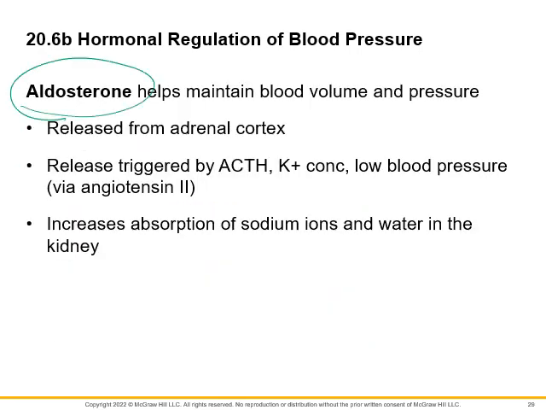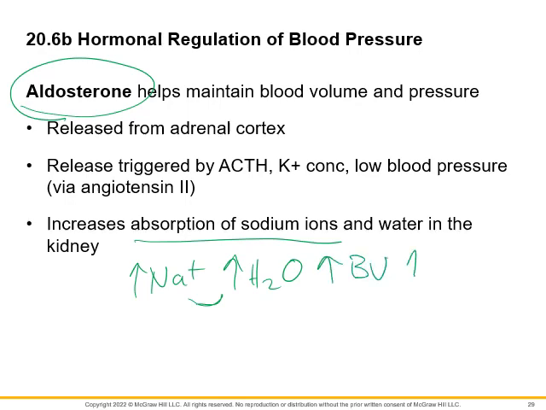We know what aldosterone does, right? Aldosterone is going to increase the absorption of sodium ions. That's going to increase the absorption of water because these two are co-transported together. That increases our blood volume, that increases our blood flow, increases our blood pressure.